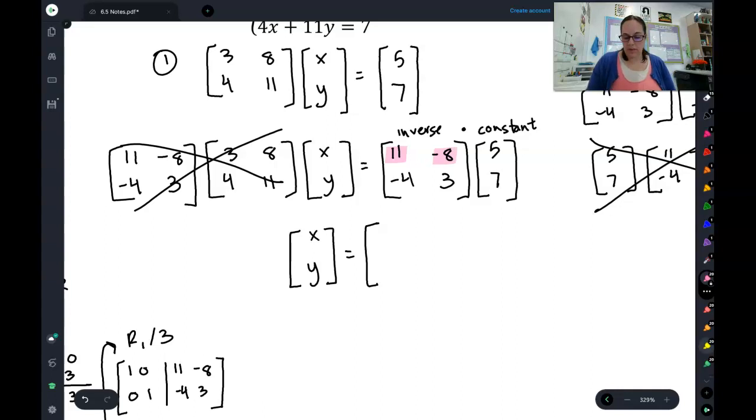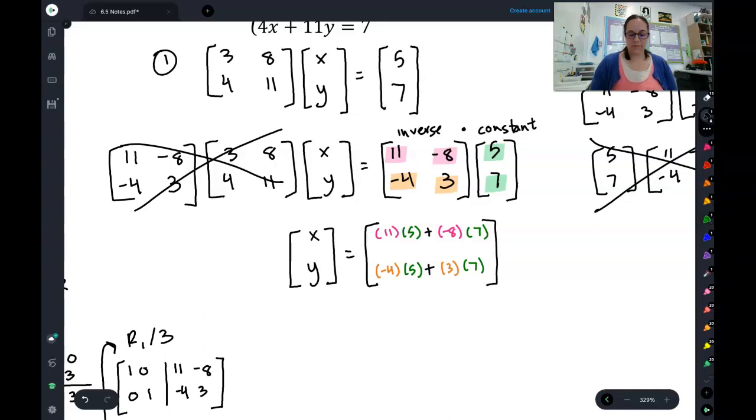We always do this first row times this column, and then that row times that column. So I've got 11 times 5 plus negative 8 times 7. That one times that one plus that one times that one. And then move on to the next row. Negative 4 times 5 plus 3 times 7. And I simplify that down.